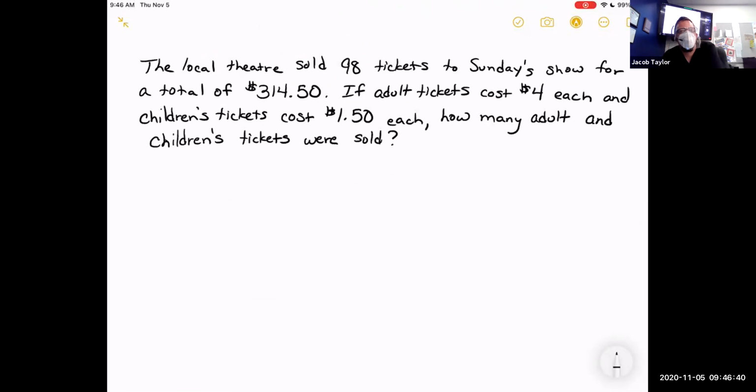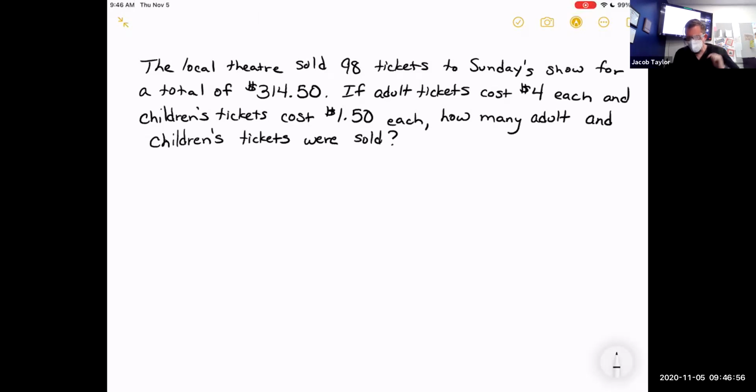Okay. So this local theater sold 98 tickets to the show and they made $314.50. Adult tickets cost more than children's tickets. Adult tickets are $4, kids tickets are $1.50. How many tickets did we sell?